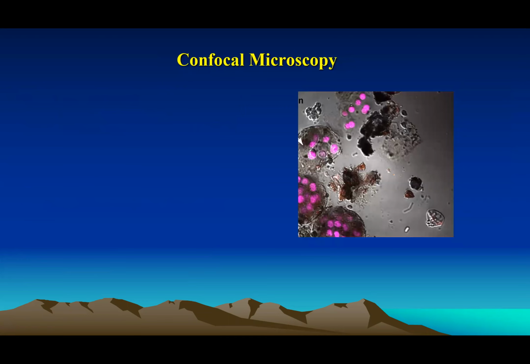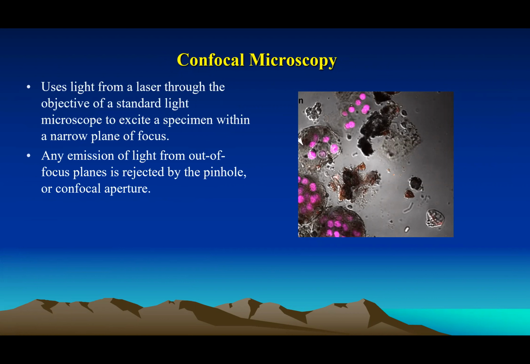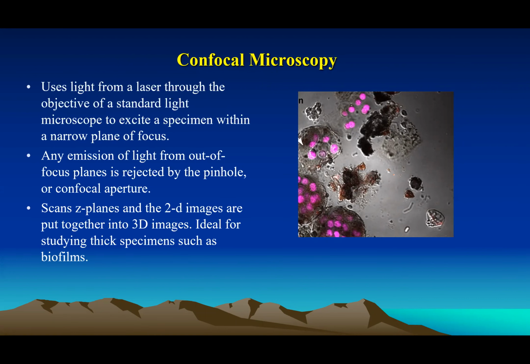Confocal microscopy uses light from a laser through the objective of a standard light microscope to excite the specimen within a narrow plane of focus. Any emission of light out of the plane will be rejected by the pinhole, and it will scan a lot of planes, and the two-dimensional images will be put together to form a three-dimensional image. This is ideal for studying thick specimens like biofilms.